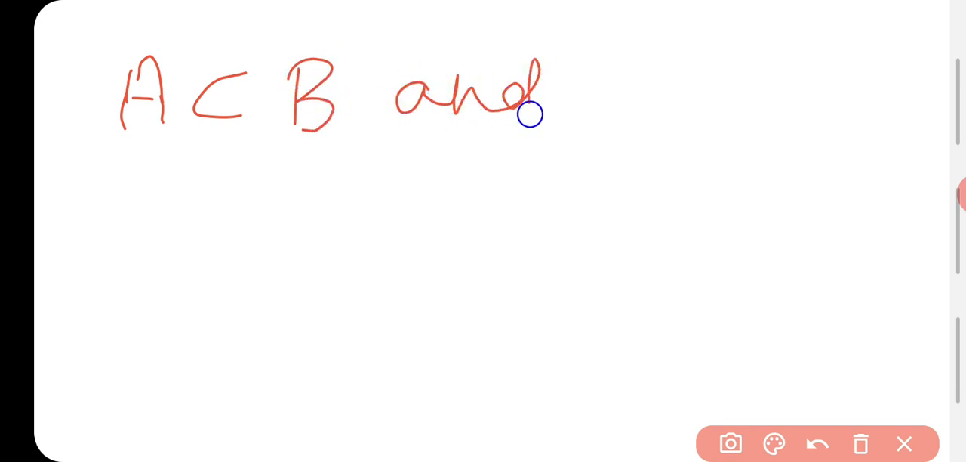Now we have some properties for the subset. Let us start with it. Let's say we have set A, which is a subset of B, and there is another set B which is a subset of set A. A is a subset of B and B is a subset of A. I hope this thing is clear to you.